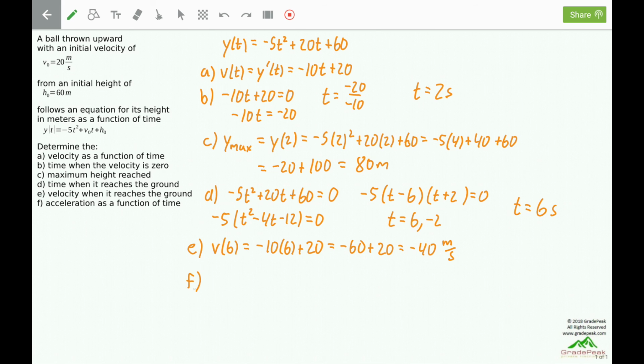Part F, we want to find the acceleration as a function of time. The acceleration as a function of time is the derivative of the velocity as a function of time, and therefore it will be the second derivative of the position as a function of time. Now we have the velocity function in part A. If we take the derivative of that, the first term is a constant times t. The derivative will be the constant. The second term is a constant without a t. The derivative will be 0. The units for acceleration are the distance units per time squared. So we have negative 10 meters per second squared.